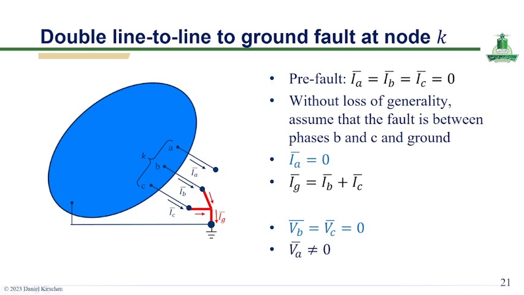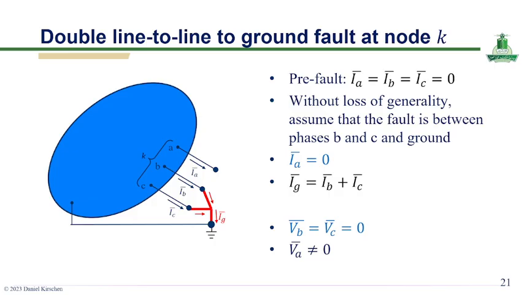Okay, this slide presents the analysis of a double line to ground fault occurring at node K in a three-phase power system. Before the fault, the system is assumed to be balanced with all phase currents equal to zero. For simplicity and without loss of generality, the fault is considered to occur between phases B and C and ground. Under this condition, the current in phase A is zero, while the ground current is the sum of the currents in phases B and C.